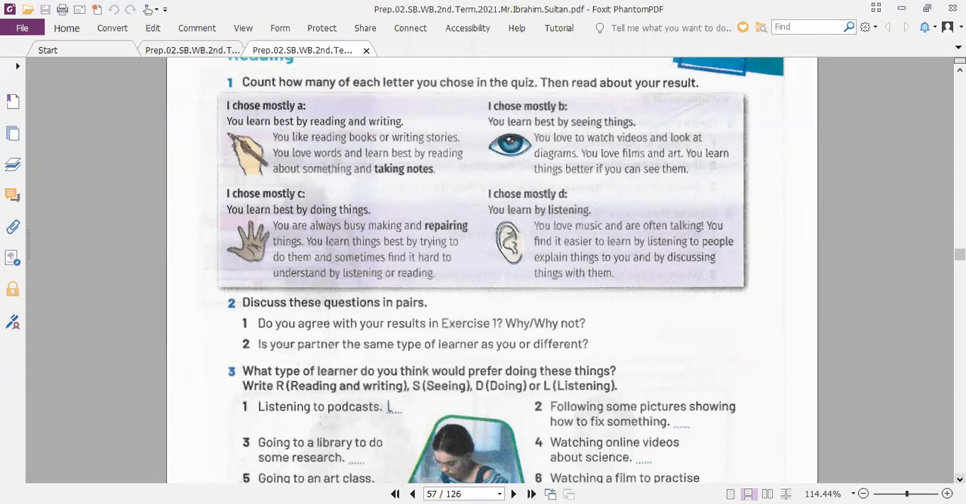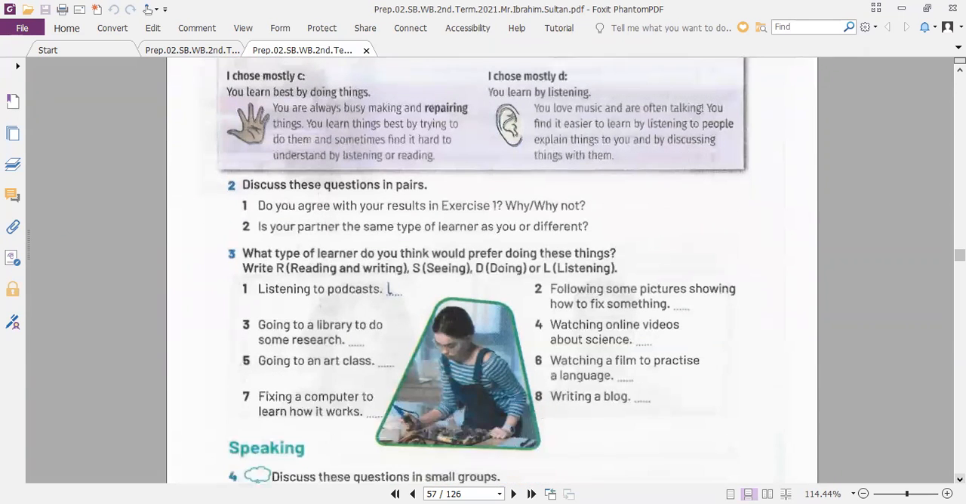If you choose mostly D, you learn by listening. You love music and are often talking. You find it easier to learn by listening to people explain things to you and by discussing things with them. Okay, have you finished? Do you hear me well?